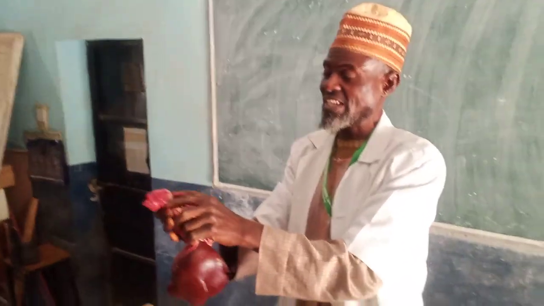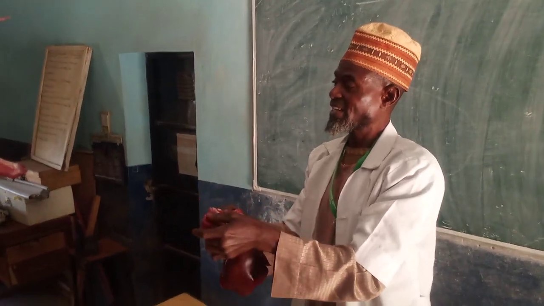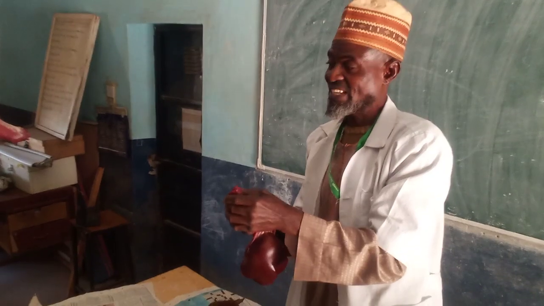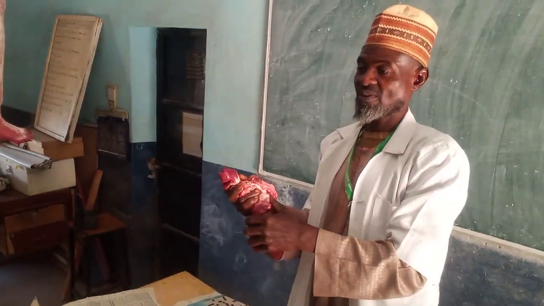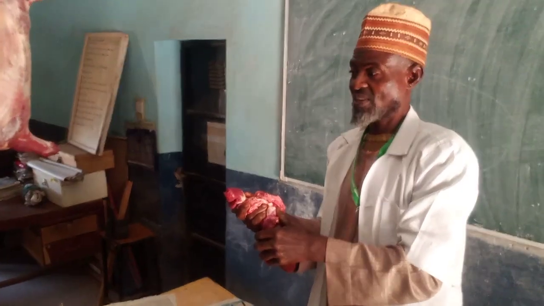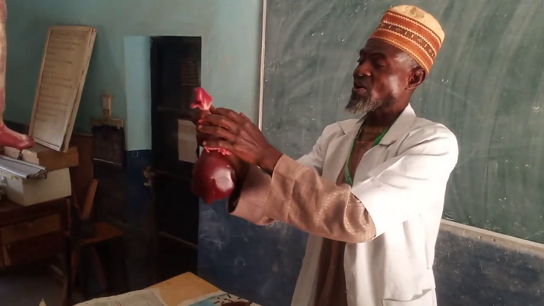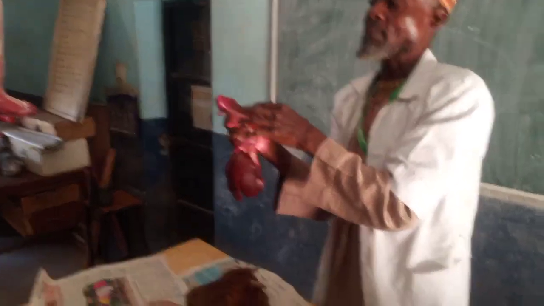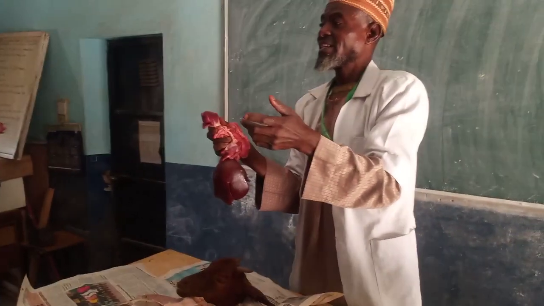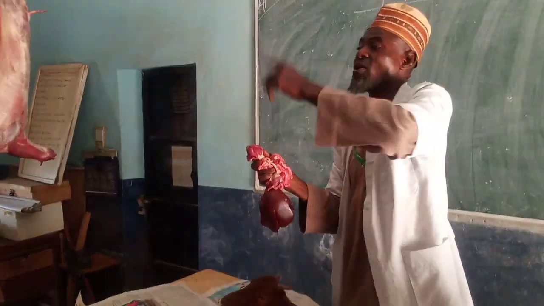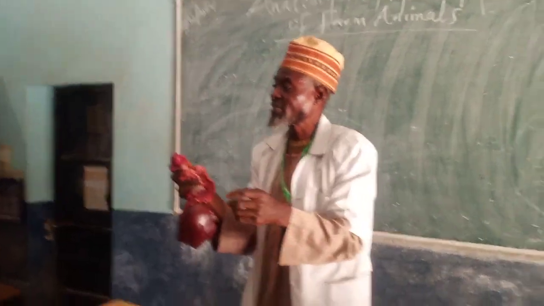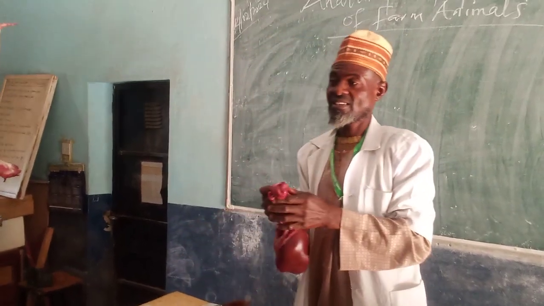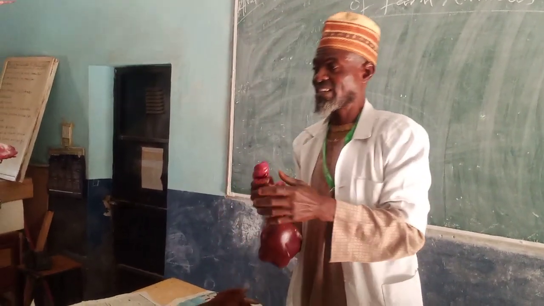And the major function of the heart is what? It is blood pumping. The major function of the heart is to pump the blood. And when blood is being pumped continuously, it will be transported to various organs and cells of the body of farm animals through the arteries and the veins.